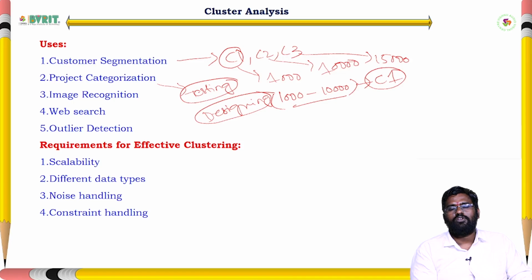Image recognition: based on the features and properties of the given image, we identify whether the person is sad, or the image is a sad image, a happy image, or an anger image. We recognize those types of things also using cluster analysis.